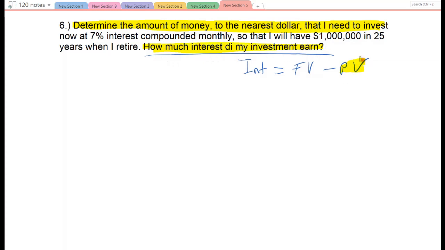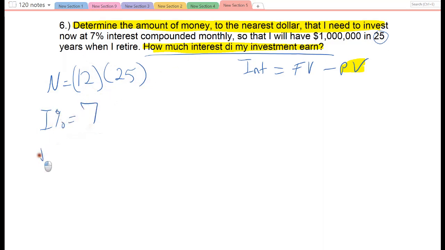So I need to find PV. I know my future value, that's $1 million. I figure out how much I need to invest to make it all work. I have to plug it into the TVM solver. Alright, so N is going to be my compounding period, which is monthly, so 12 times years, so 25 years. I need to invest. I is 7. Present value, which is what I'm going to solve for. PMT is 0, as always in these examples.